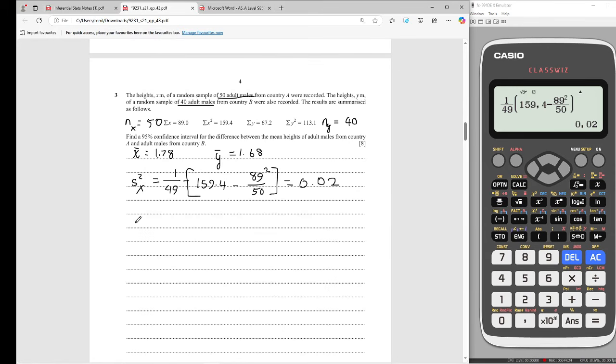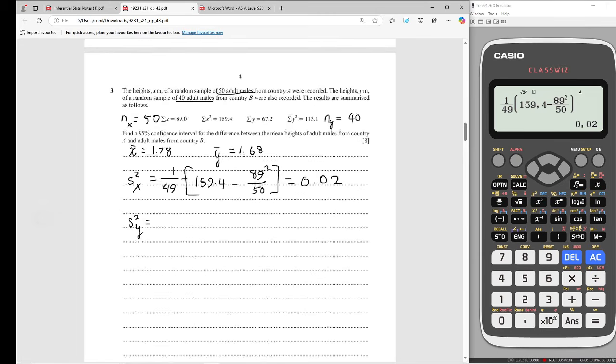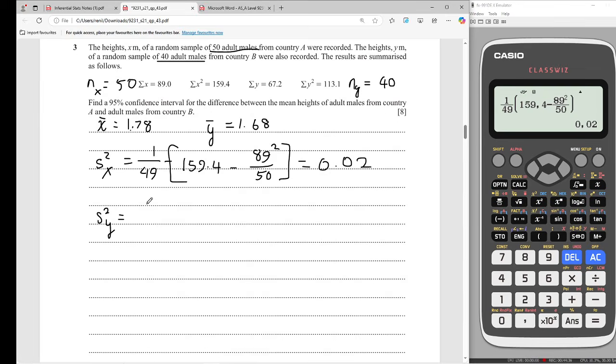Yeah, we have a nice value there. As for y though, I don't think it's going to be a very nice value, but we'll see. So S2 of y now. Okay, let's zoom that in a bit. So S2 of y, we have number of terms of y, so it's 40 minus 1, which is 39. And we bracket that with sum y squared, which is 113.1.